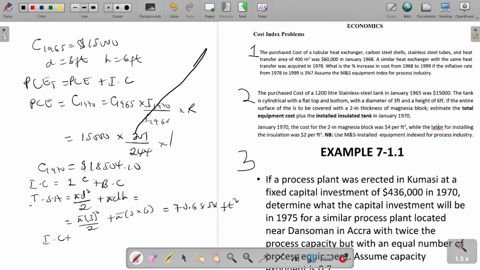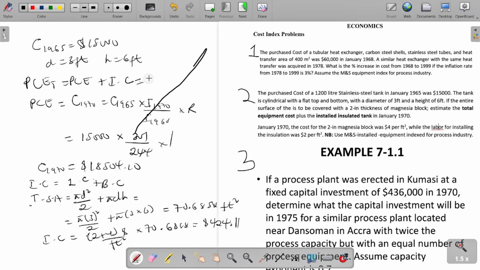So that gives me the installation cost. They said the magnesia block was $4 per feet squared. Then the labor cost was also $2, so we can add them. You have 2 plus 4, which gives us $6 per feet squared. That multiplied by 70.6858 gives us the installation cost, which becomes $424.11, right?